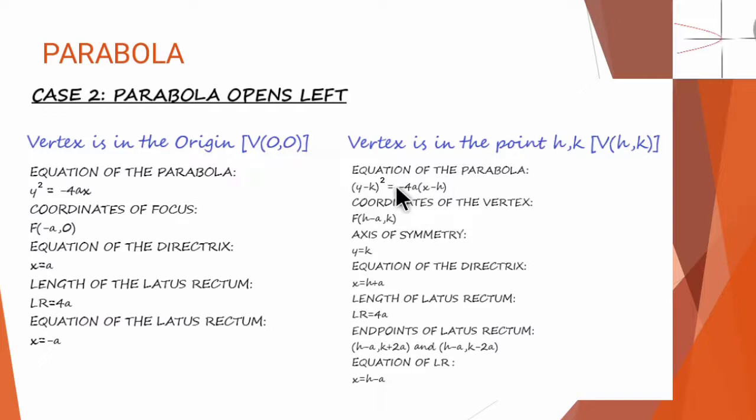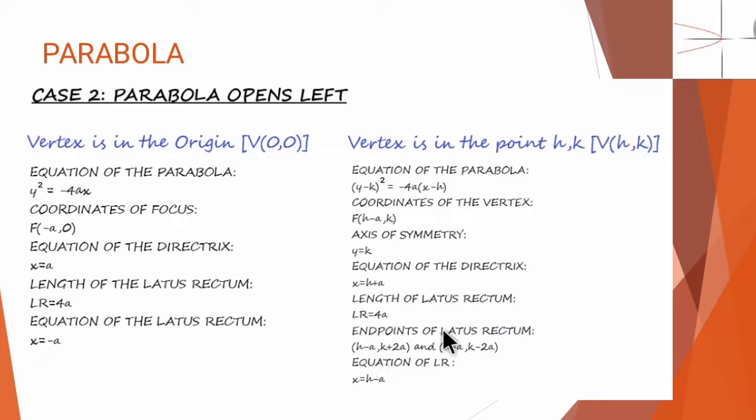So we have the square of y minus k is equal to negative 4a times x minus h. Coordinates of the focus, we have h minus a and k. This is the vertex. Axis of symmetry, we have y is equal to k. Equation of the directrix, we have x is equal to h plus a. Length of the latus rectum, we have LR is equal to 4a.